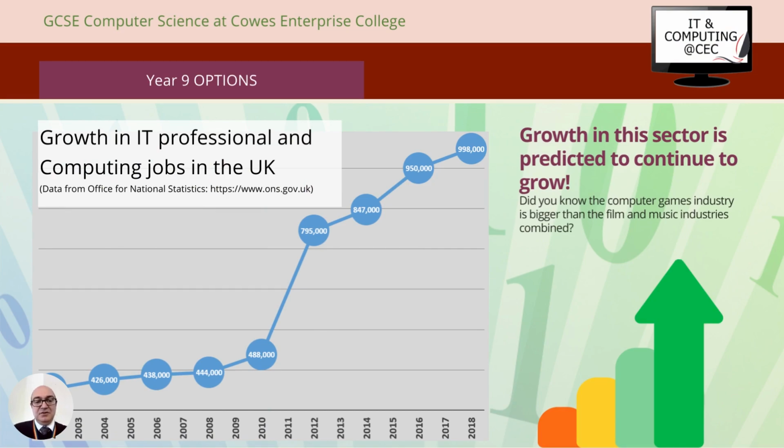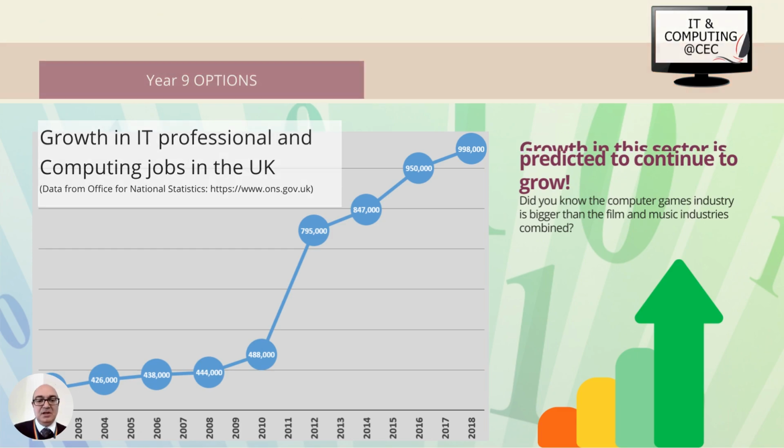There's been significant growth in IT in the UK. These are statistics from the Office of National Statistics. And I did try to find some more up-to-date stats, and I found some stats from the United States, which I'll show you on the next slide. But the growth in the sector is predicted to continue to grow. And the computer games industry is so much bigger than the film and music industries combined.